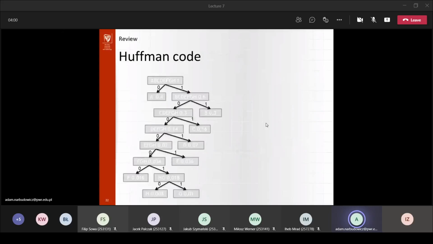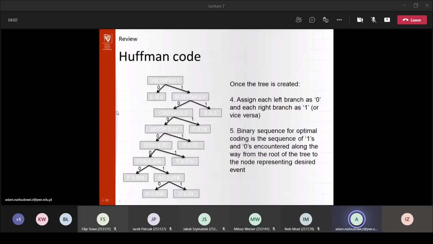Also about the Huffman code. This is just one slide as a reminder here. Basically, Huffman code is a variable length code, so each code word has a different length, and it allows us to approach as much as possible the theoretical limit given by entropy that we covered in the previous slide.